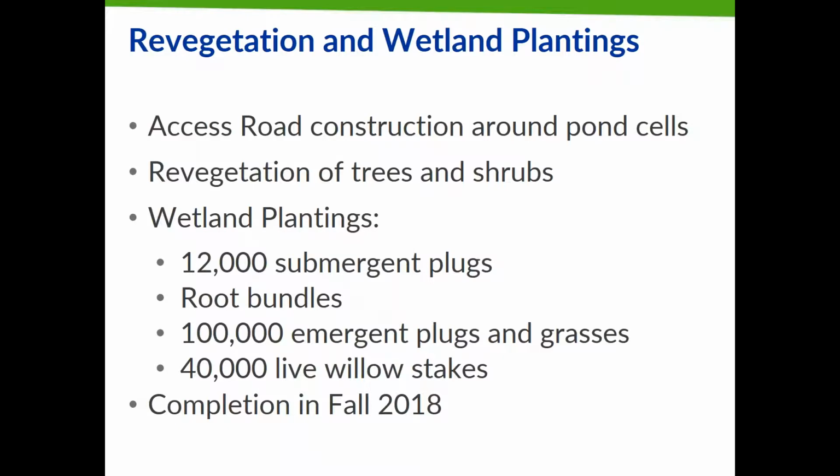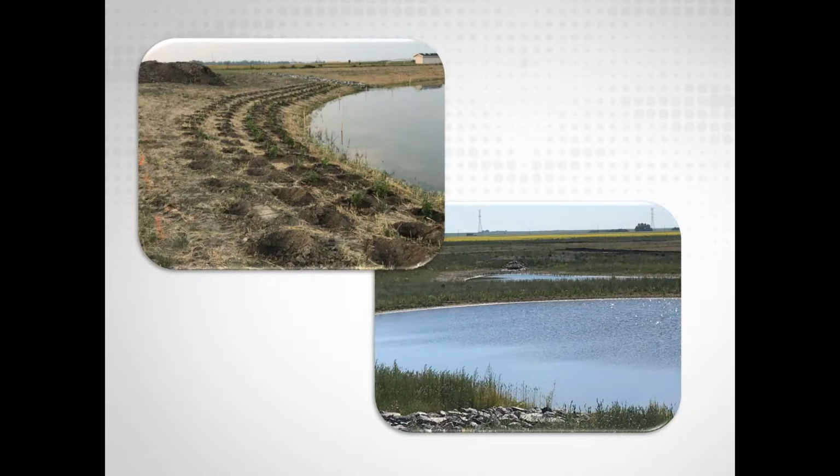Once that portion was completed, we then launched into the third contract, which was for the revegetation and wetland plantings at the stormwater management facility. And this would essentially complete the phase 1 project. This project was initiated in the spring of 2017 and actually just recently completed this fall. So it included construction of access roads around the facility, revegetation of trees and shrubs, and planting of wetland plant species. As you can see from the summary here, there was quite a large number of willow stakes and plugs installed around the stormwater management facility. And here's a couple of photos, again, taken during construction of the revegetation.